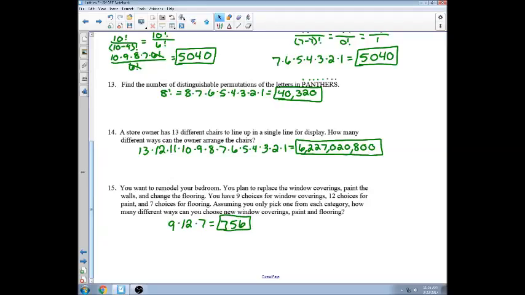Also, if you're working with a fraction that has factorials in the numerator and denominator, remember that if you have any factorials that are the same, you can cancel them just like regular numbers. Otherwise, that is the end of our lesson.